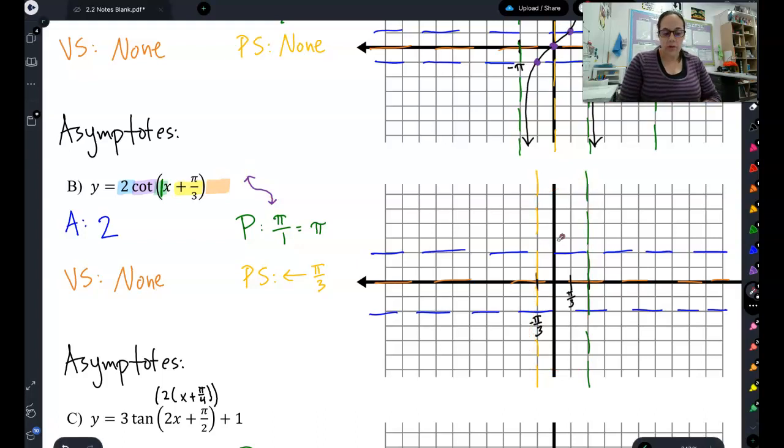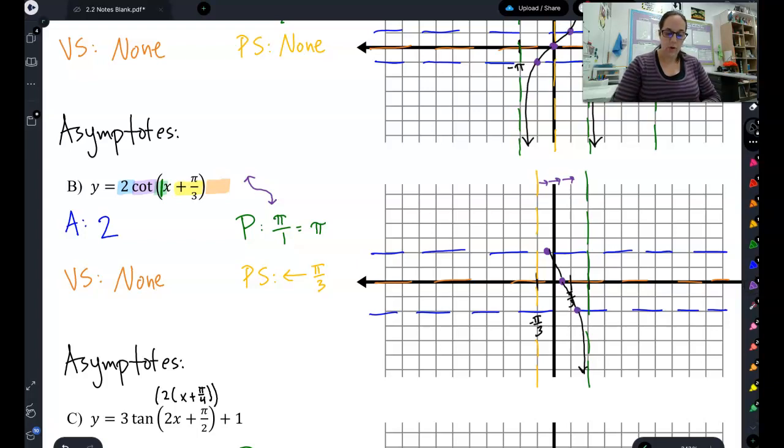Notice from my yellow line to my green line, I have 1, 2, 3 boxes. I'm going to cut that into fourths. So 3 boxes divided by 4 is 3/4. So I'm going to go in 3/4 of a box, and that's my first cotangent point. In 3/4 of a box, that's my next cotangent point. And then in 3/4 of a box, that's my last cotangent point.